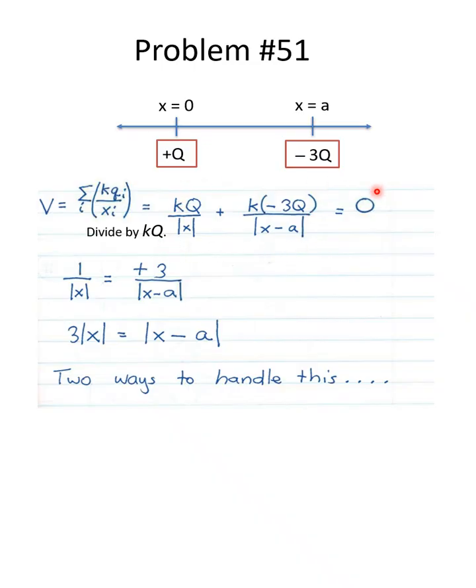Now that we have our equation set up, we're looking for any positions x where v is equal to 0. So the first potential plus the second potential equals 0. Let's clean this up, simplify it. We can divide both sides of the equation by k and by q.